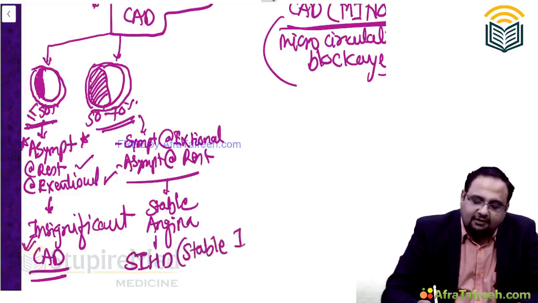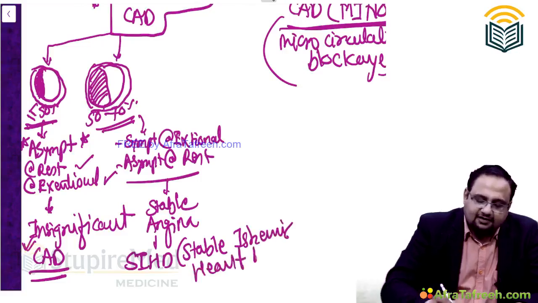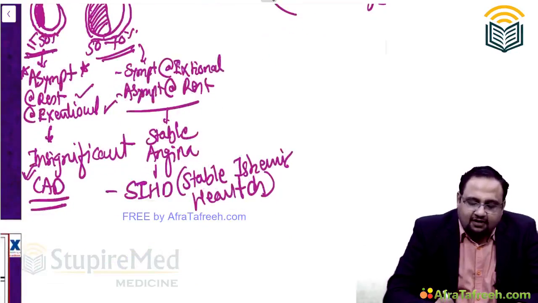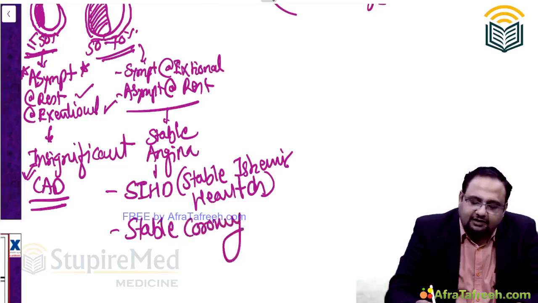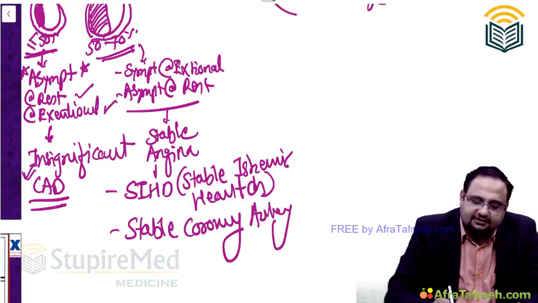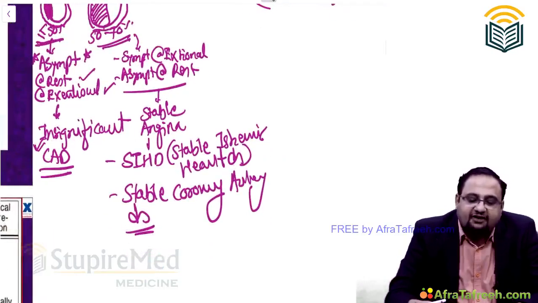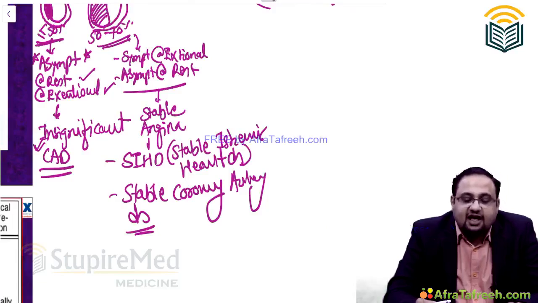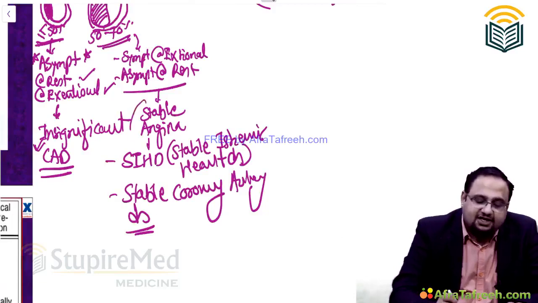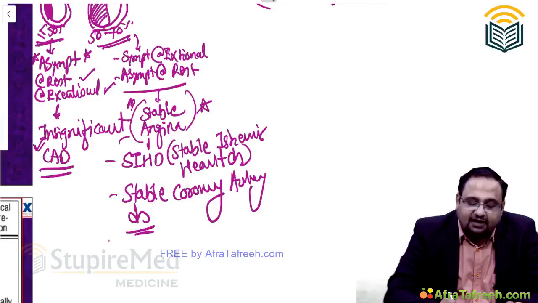Stable ischemic heart disease, or stable coronary artery disease. Remember, such patients will only have symptoms on exertion, not at rest. That means such patients are to be called stable angina. Mark this very important thing. These are to be treated symptomatically.